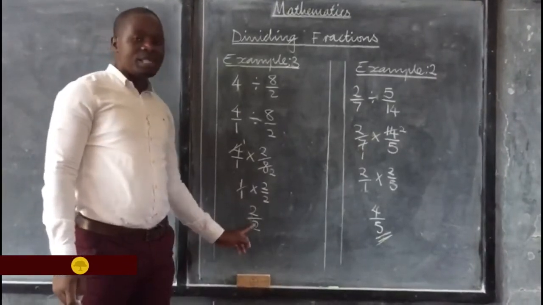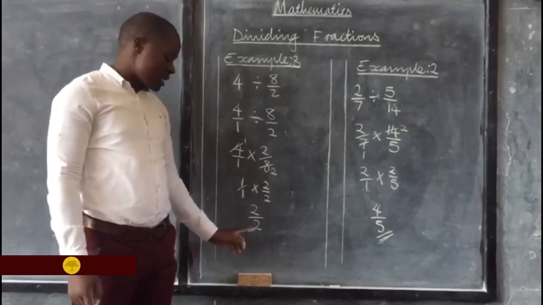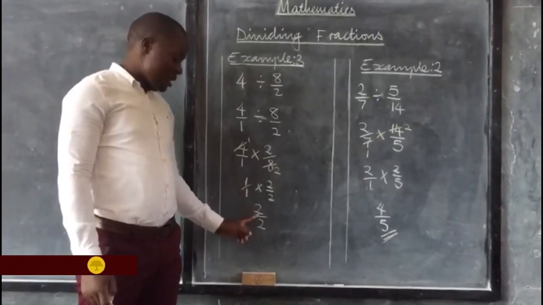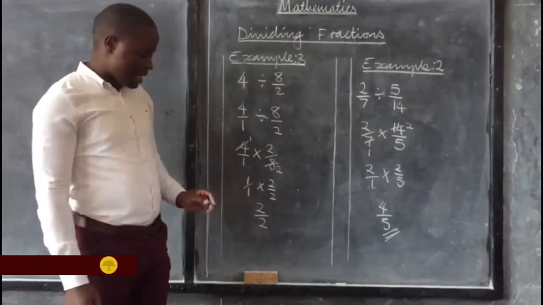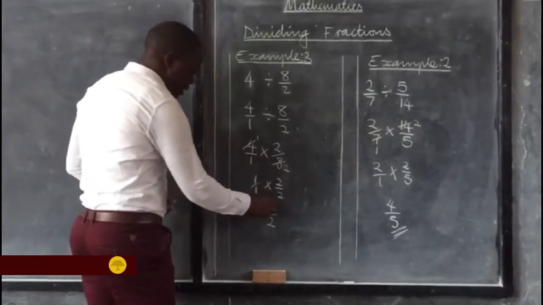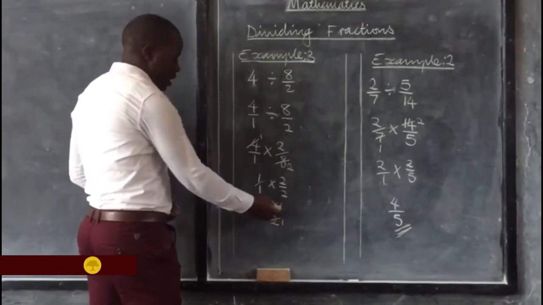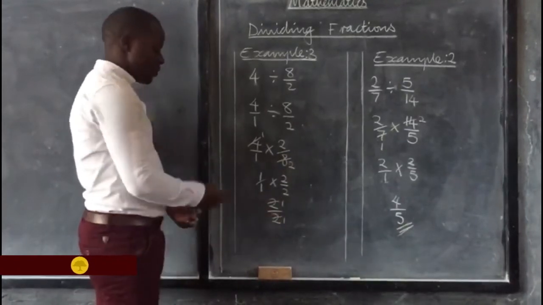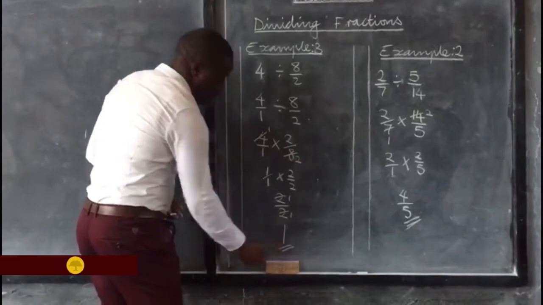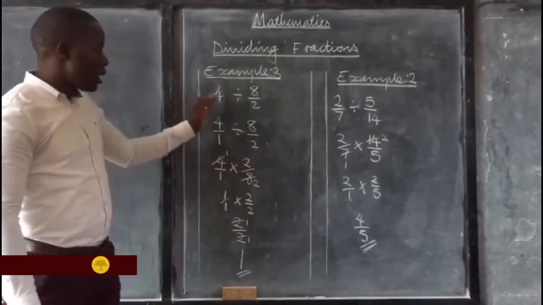We cannot leave it like this. We have to reduce this fraction into its lowest terms by looking for the number that can divide both numbers without giving us a remainder. So in this case, 2 itself can be used. So we can say 2 into 2, it's 1. 2 into 2, 1. So we have 1 on top there and 1 down here. 1 into 1, your answer will be 1. So for this one, our answer is 1. So this is how to go about it.